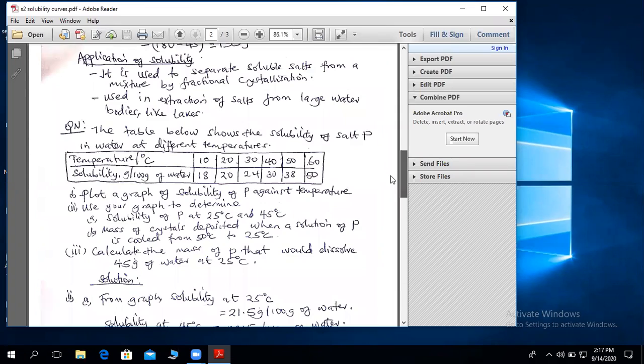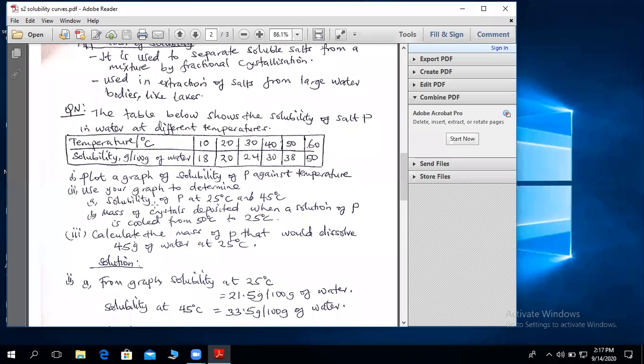The next question. Use your graph, we have answered this, to determine the mass of crystals deposited when a solution of P is cooled from 50 degrees centigrade to 25 degrees centigrade. I was very clear last time. I told you to get the mass of salt that is deposited. You get the solubility at the higher temperature and you subtract the solubility at the lower temperature.